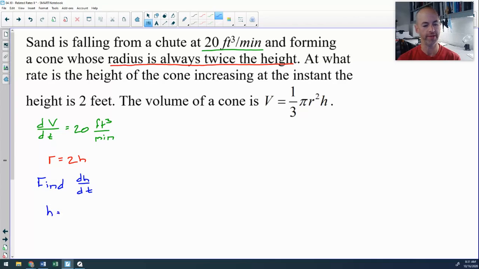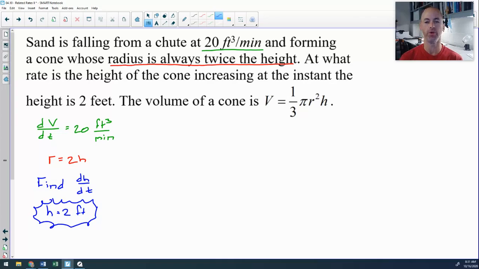So here we are given a direct measurement. The height is 2 feet, and the height is changing. We are not going to be able to plug in that 2 yet. The height is 2, however, that is instantaneous. That is not constant, so hold off on that. And then we have the volume.